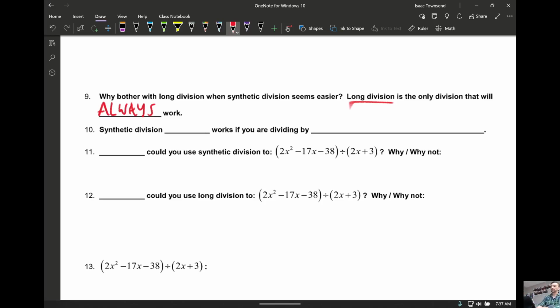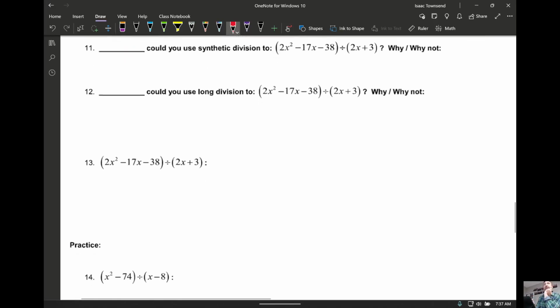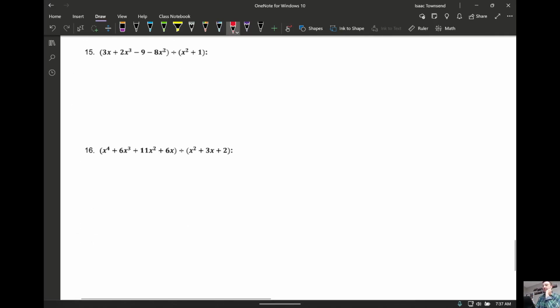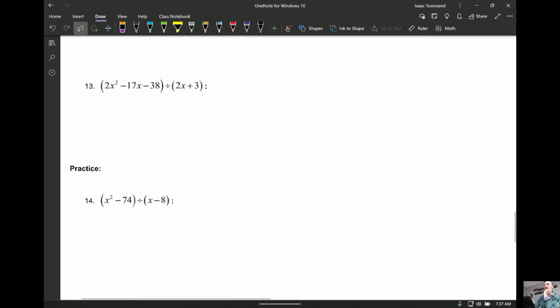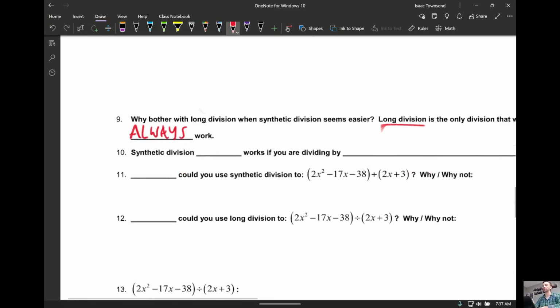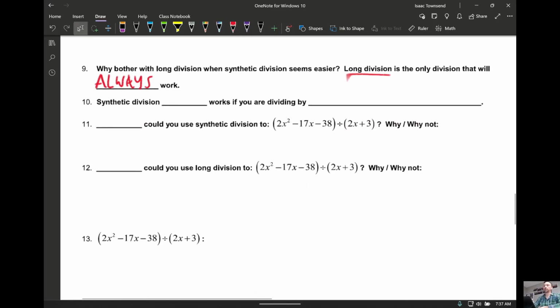On the first page, I have you working it both ways so that you have a little bit of a safety net. You have an idea of what the answer is supposed to be. But the last 4 questions, it doesn't say you have to work them both ways. You can work them whichever way you want to. But before you do synthetic division, you have to know when it works.